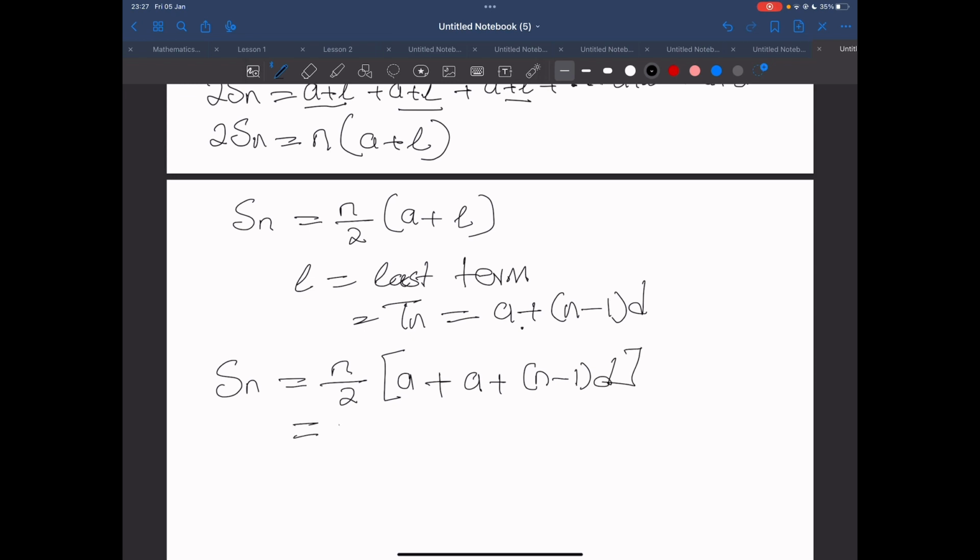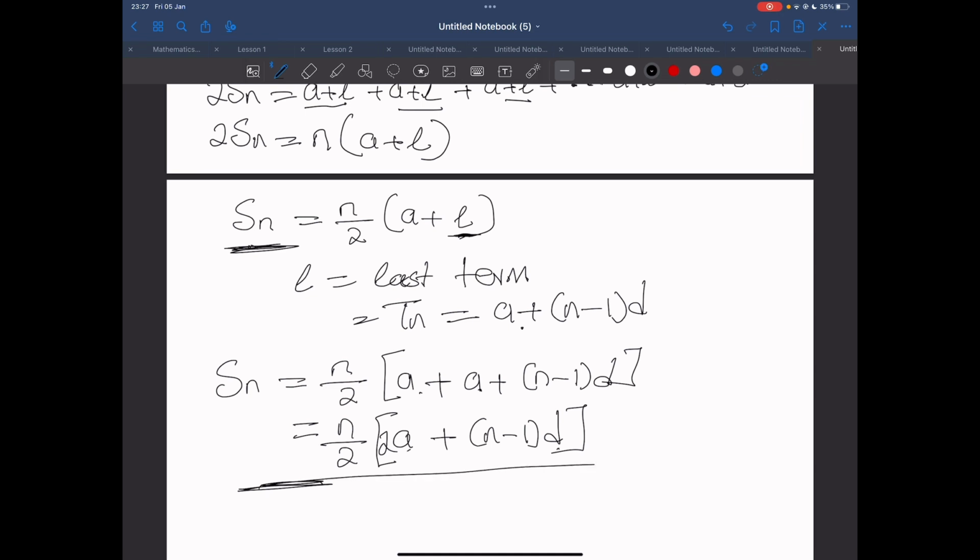So if we simplify this, we will have n over 2 into 2a, a plus a is 2a, plus n minus 1 d. So this is the formula for the sum to n terms. Now, we can use the first formula for sum n if we know the last term. But if we don't know the last term, we can use this one, when we have the value of a and d. So that is how we derived the sum n formula.